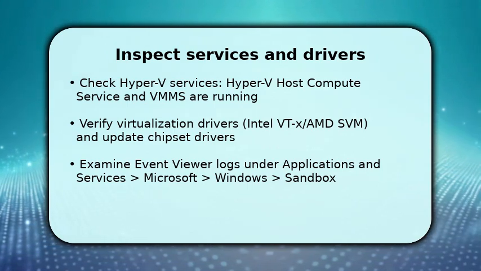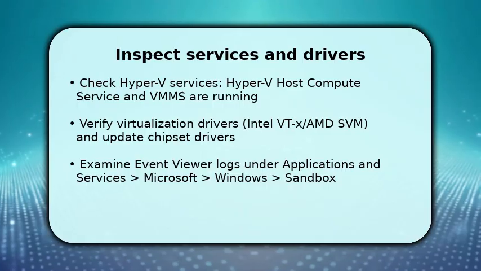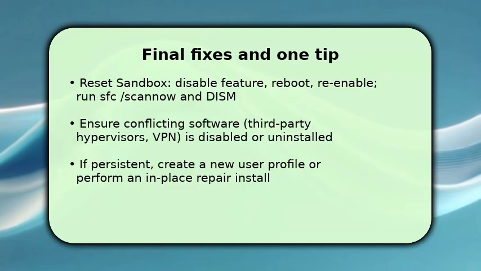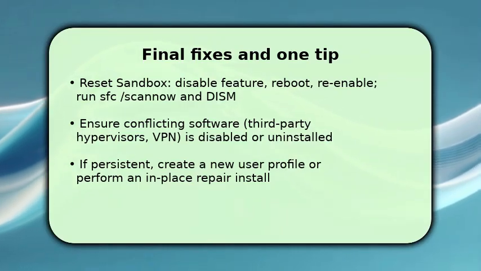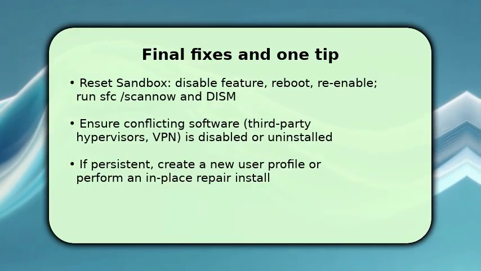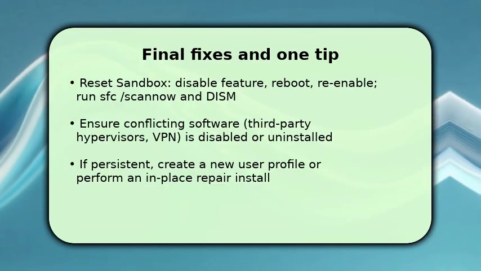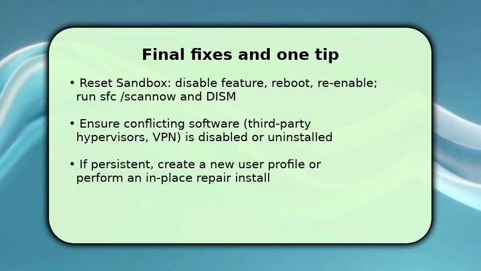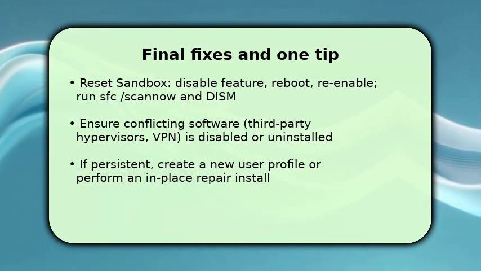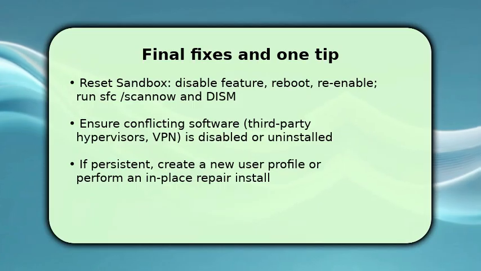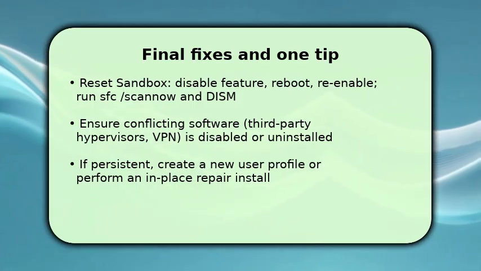Finish by applying concrete fixes. Disable Windows Sandbox, reboot, then re-enable it. Run sfc /scannow and DISM restore health to fix corrupted system files. Also check for conflicting software like VMware, VirtualBox, certain VPNs, or security tools. Disable or uninstall them because they can take exclusive virtualization control. If Sandbox still fails, try a new Windows user profile or an in-place repair install to restore missing components.